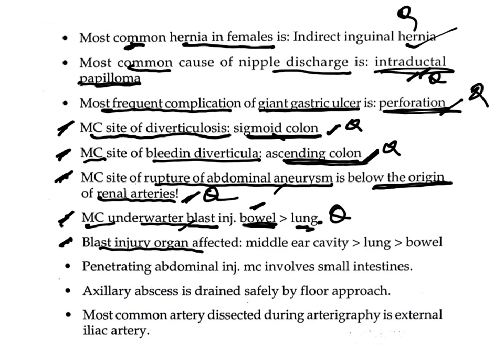The middle ear cavity is much affected. Then come the lung, and then come the bowel. This is important. Remember, bowel was more injured in the underwater blast, and the blast injury organ, middle ear cavity, is the most commonly affected. Now, the penetrating abdominal injuries most commonly involve the small intestines.